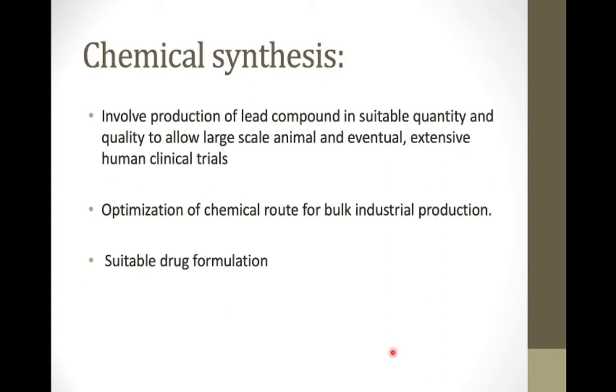So the chemical synthesis involves the production of those lead compounds into suitable quantity and quality to allow large-scale animal and eventual extensive human clinical trials, and the optimization of that chemical route for bulk industrial production. And we also need to look at suitable drug formulation, and we'll come to that in the next couple of weeks.